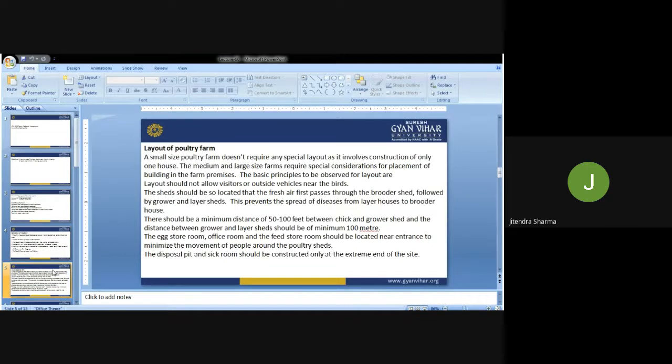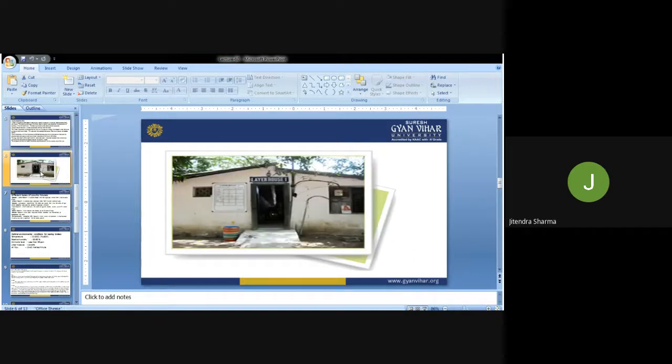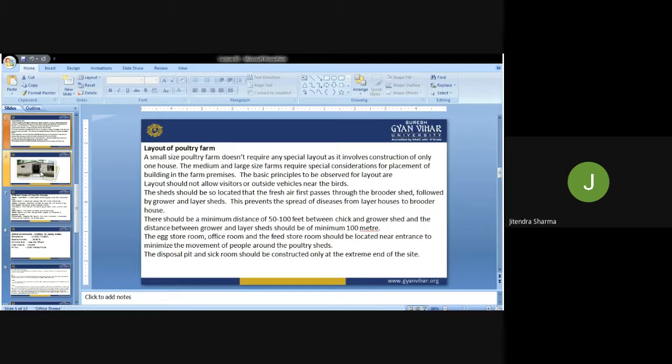Now, the layout of a poultry farm. For a small poultry farm, there is no specific layout required, but we'll learn that through the discussion. A small poultry farm does not require any special layout, as it involves construction of only one house. The medium and large farms require special consideration for placement of buildings in the farm premises.